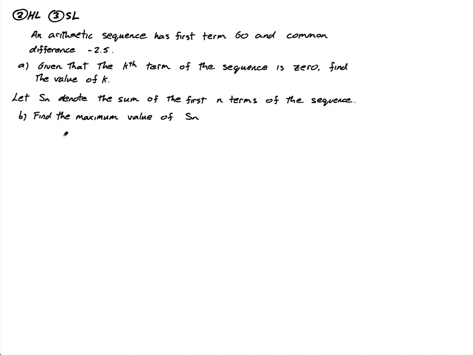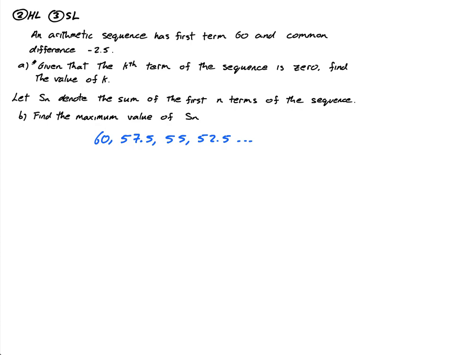Right, guys, what I always like to do here when I get a sequence is just to start drawing out the sequence. So it's first term 60, so it's 60, and we're taking off 2.5, so it's 60, 57.5, 55, 52.5, etc.